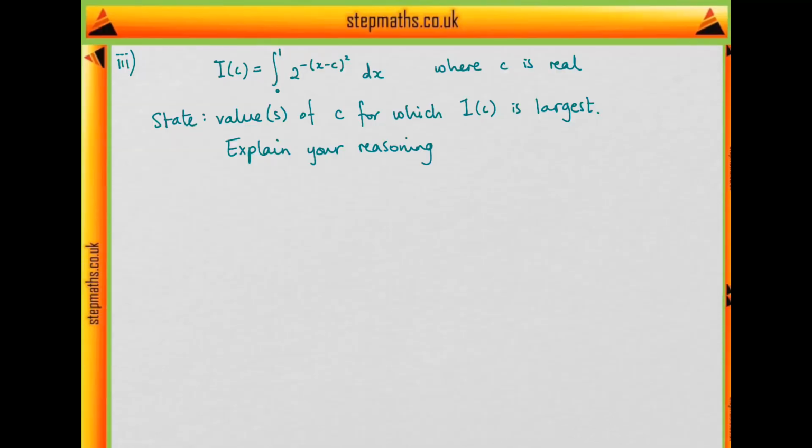Okay, now for part 3, we're told that c is a real number, and we define this integral I_c. And they want us to state the value of c for which I_c is the largest, and also to explain how we got there. Okay, so let's think about the graph of 2 to the minus (x minus c) squared.